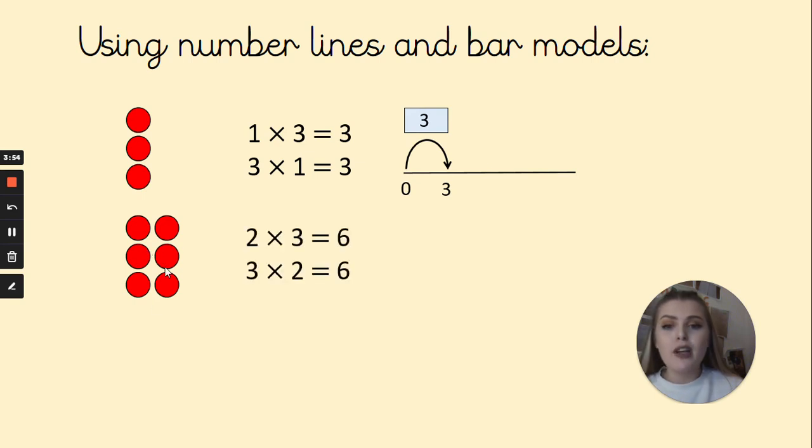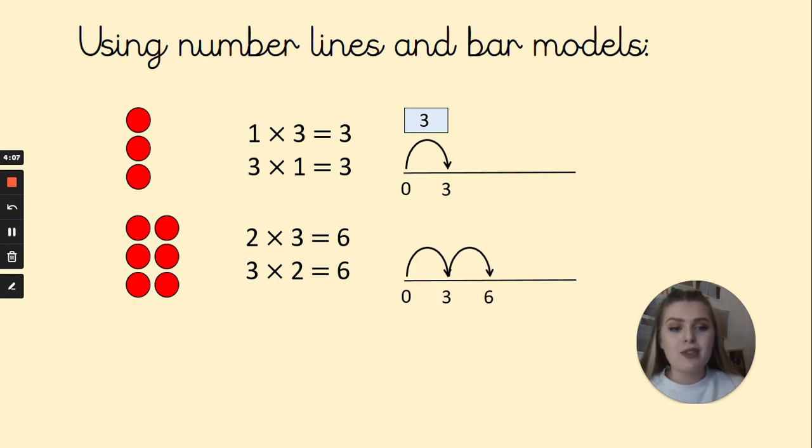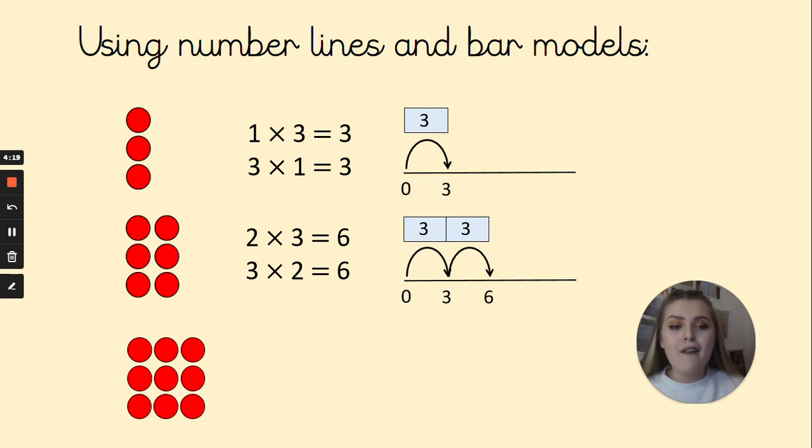So I can write these multiplication sentences. If I was going to draw it on a number line, I would have to do 2 lots of 3, which is 2 jumps of 3. So I go 1, 2, each time counting on in 3. So 1, 2, 3, one jump, 4, 5, 6 is my second jump. And if I was going to draw that as a bar model, I would need 2 blocks of 3.